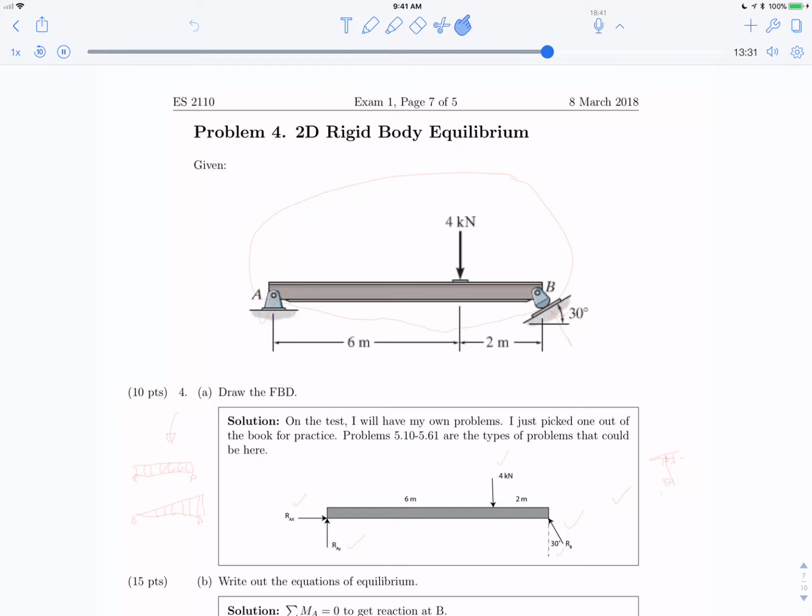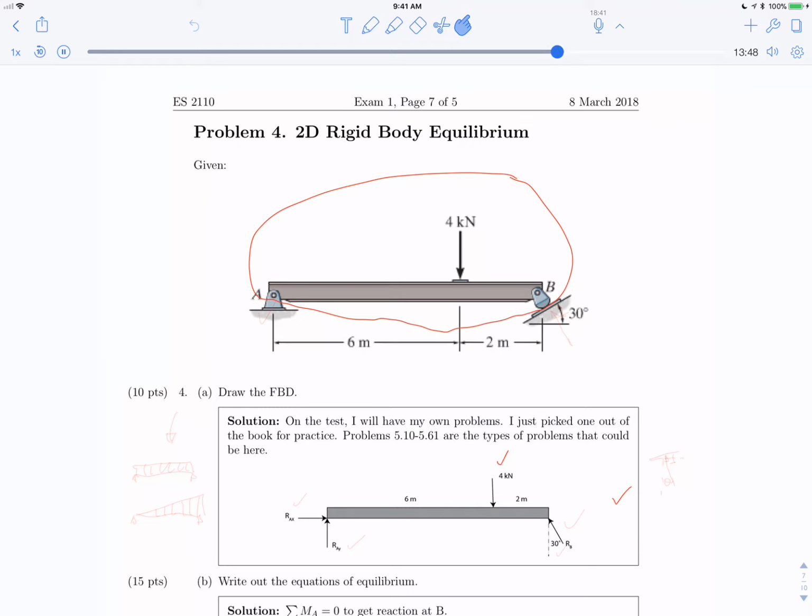Here's the main part of this test. I would probably do problem 4 first if I was taking a test. But anyway, draw the free body diagram. So make this little loop here. Draw everything in a loop, which I've already done here.